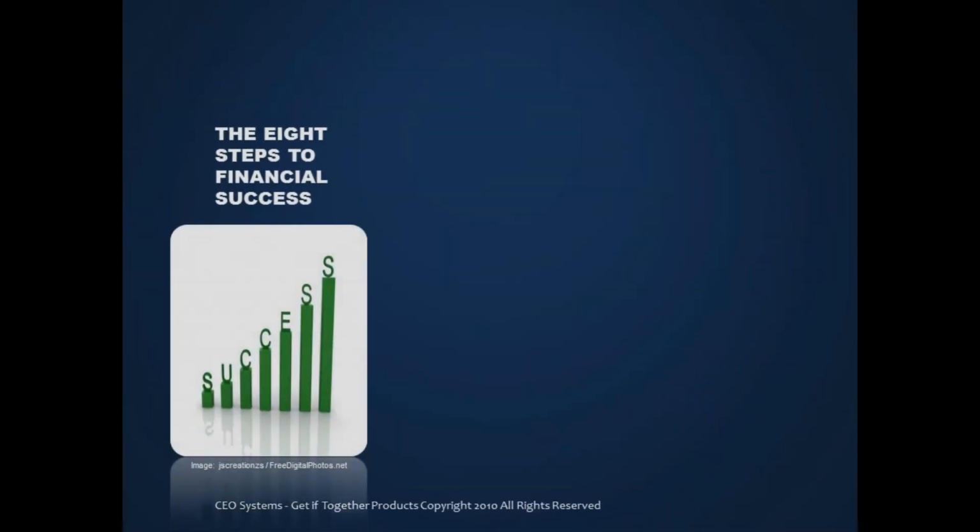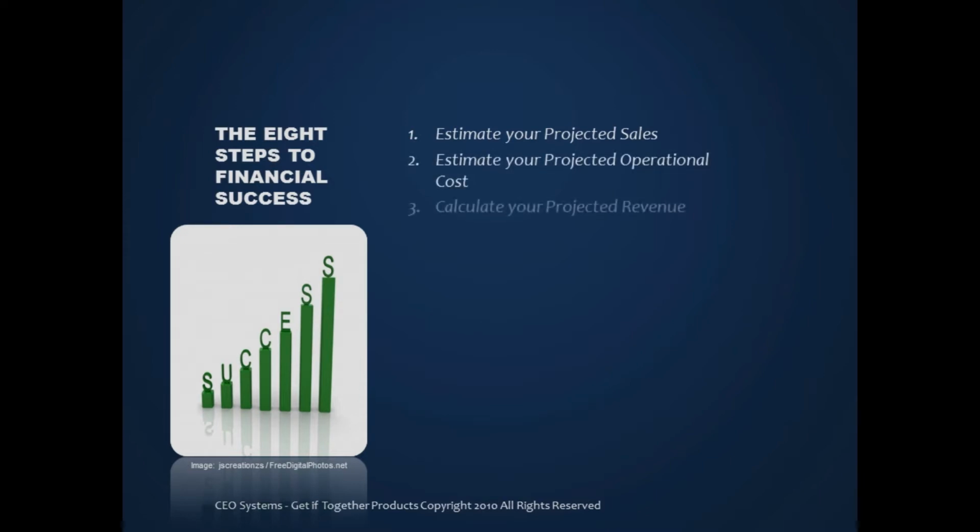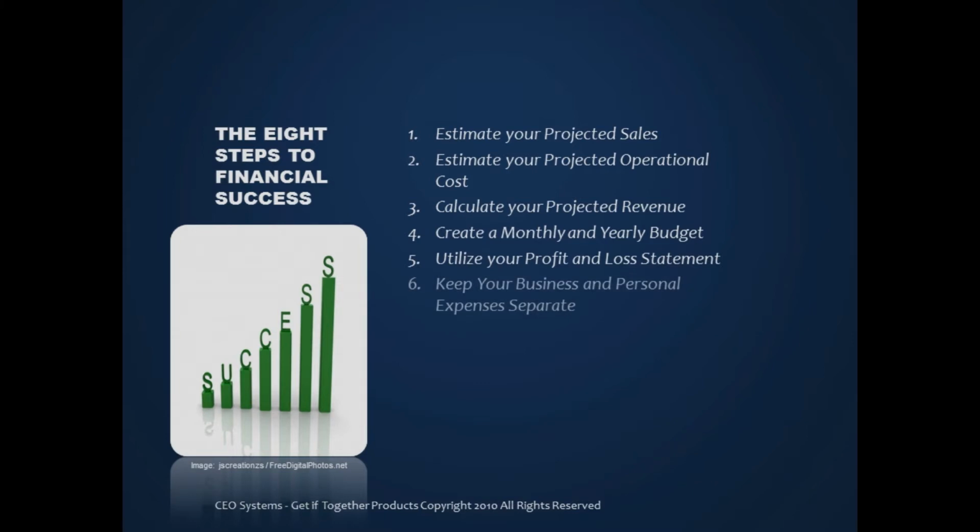The 8 steps to financial success that we'll be covering today are: estimating your projected sales, estimating your projected operational cost, calculating your projected revenue, creating a monthly and yearly budget, utilizing your profit and loss statement, keeping your business and personal expenses separate, establishing an emergency fund, and hiring an accountant.